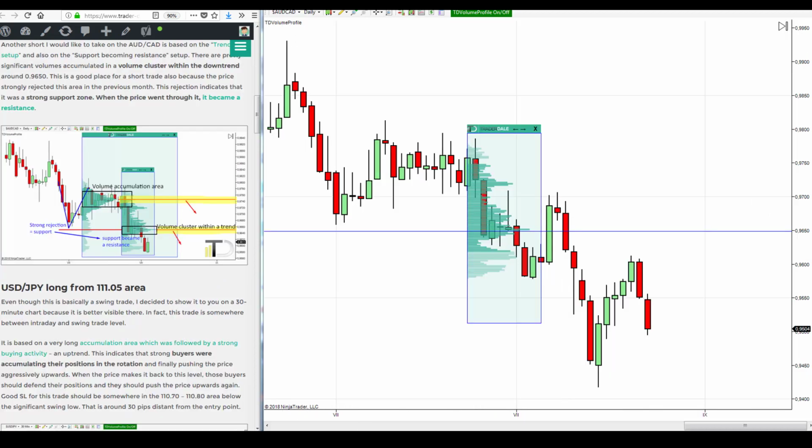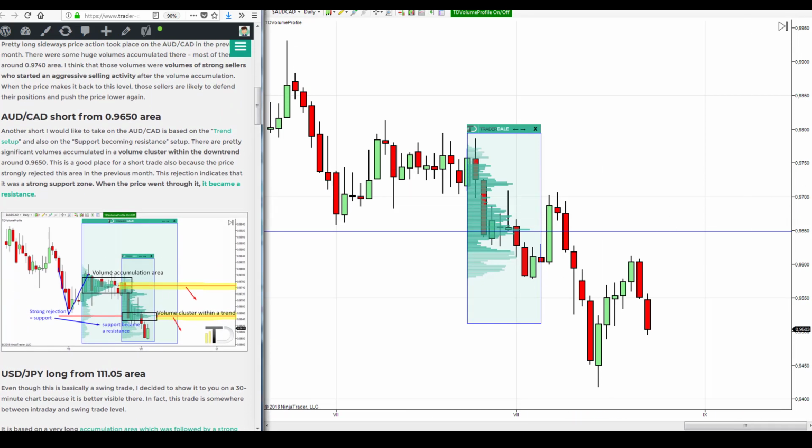Another trade was on the Australian dollar, Canadian dollar. You can see the analysis on the left side of the screen. This is the level 96.50 short. This short was based on a volume cluster right there, accumulated within the downtrend. My stop loss was above the high of this pin bar. Initially the price went past the level, but then there was a reaction and there was a full profit target from this swing level. So this is another winner from the swing trades we got.